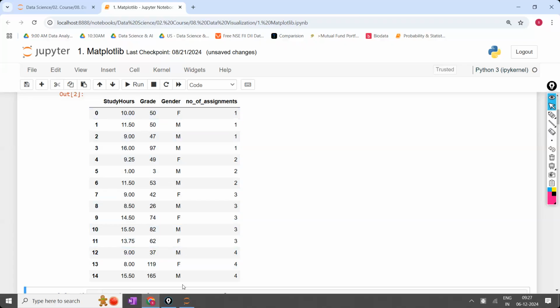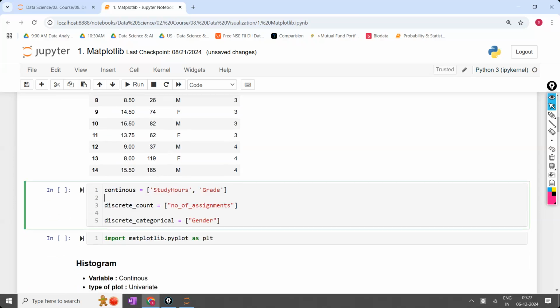Next, gender is categorical. Clearly it is in text format, so it is a categorical variable. Number of assignments is a count variable because here we can't get 1.1, 1.2 like that. Right? Decimal values are never possible in this particular column. Next, first I'm going to separate the continuous variables, and along with that the count variables and categorical variables. For discrete variables we have different types of plots, and for continuous variables we have different kinds of plots.